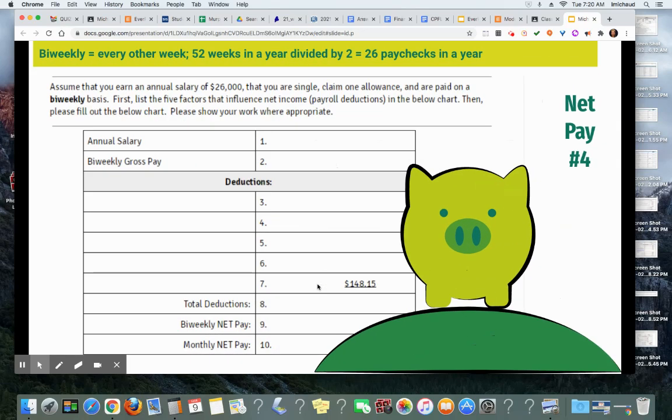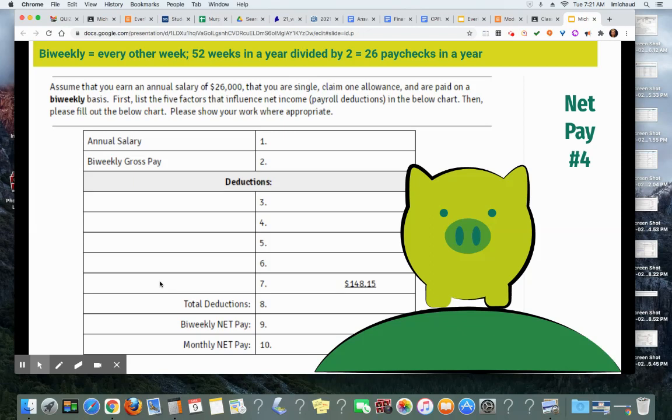So here's the scenario. Assume that you earn an annual salary of $26,000, that you are single, claim one allowance, and are paid on a bi-weekly basis. First, list the 5 factors that influence net income. Those will be your payroll deductions, so you should list them down here on your handout. Then, fill out the below chart. Please show your work where appropriate. This is important so you can refer back to it later.